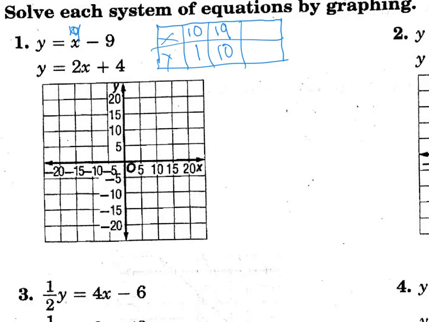Okay, and then let's pick one more value. Maybe 0 would be good. So if I put a 0 right here, 0 minus 9 is negative 9, right? All right, that gives me a few dots to graph. That should give me a pretty straight line.